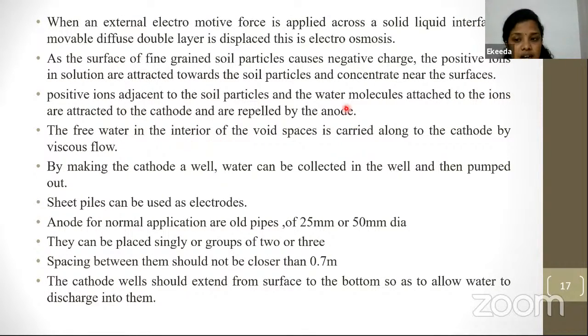So these positive H ions along with the water molecules will be moving towards the cathode. The free water in the interior of the void space is carried along to the cathode by this viscous flow. By making the cathode a well, water can be collected in the well and then pumped out. Sheet piles can be used as electrodes.